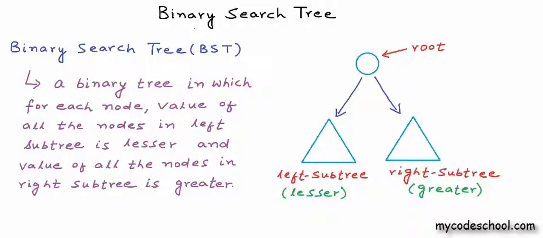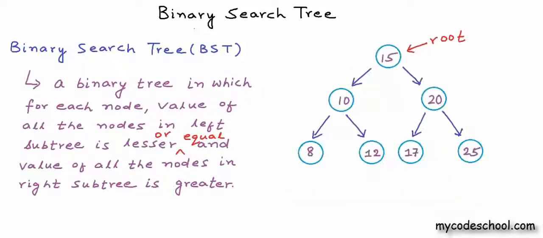Now for a binary tree to be called binary search tree, value of all the nodes in left subtree must be lesser, or we can say lesser or equal to handle duplicates, and the value of all the nodes in right subtree must be greater, and this must be true for all the nodes. So in this recursive structure here, both left and right subtrees must also be binary search trees. I'll draw a binary search tree of integers. Now I have drawn a binary search tree of integers here.